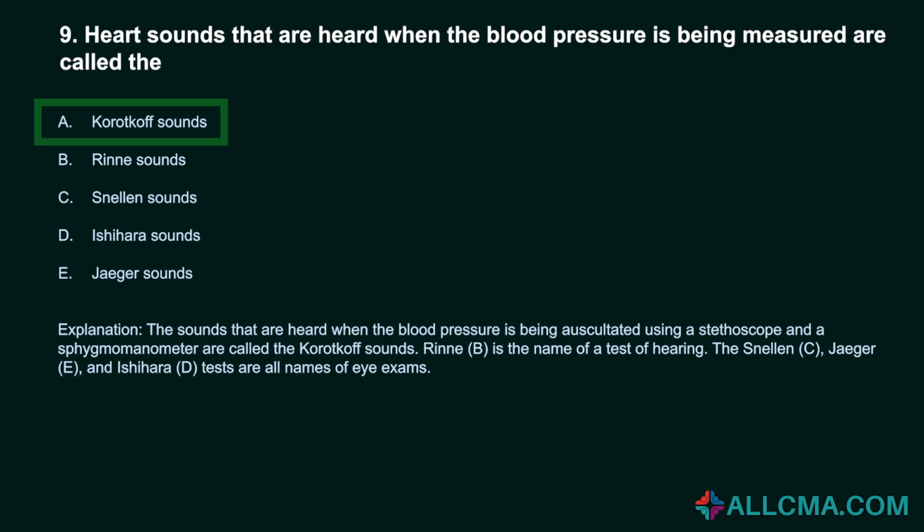The sounds that are heard when the blood pressure is being auscultated using a stethoscope and a sphygmomanometer are called the Korotkoff sounds. Urine, B, is the name of a test of hearing. The Snellen, C, Jaeger, E, and Ishihara, D, tests are all names of eye exams.